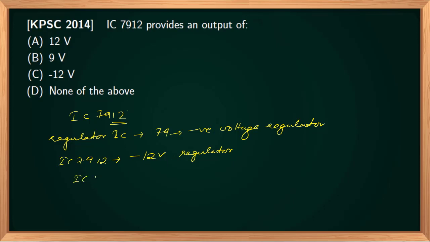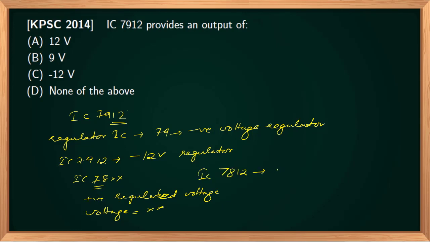The IC 78 series will produce a positive regulated voltage equal to the last two digits. That means IC 7812 is a positive voltage regulator that produces a 12 volt output from the input supply. So in this case, the correct option is option C, minus 12 volt.